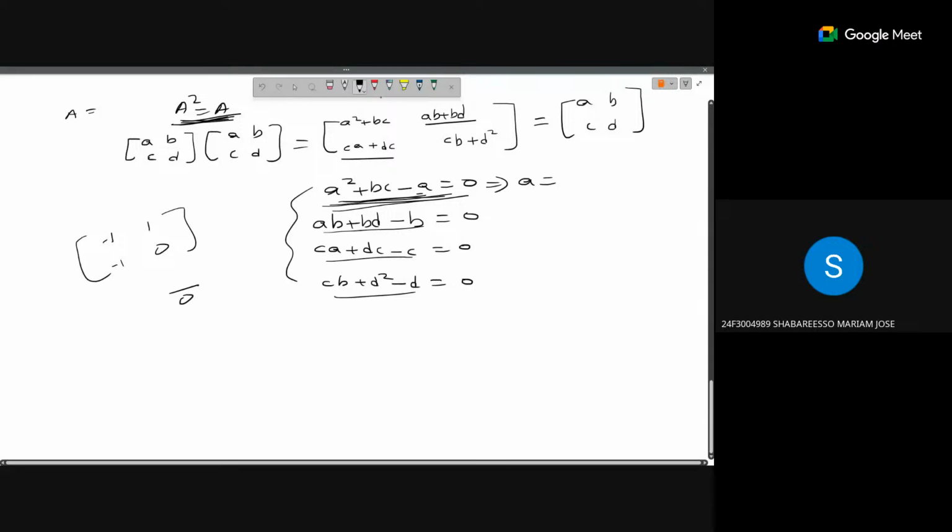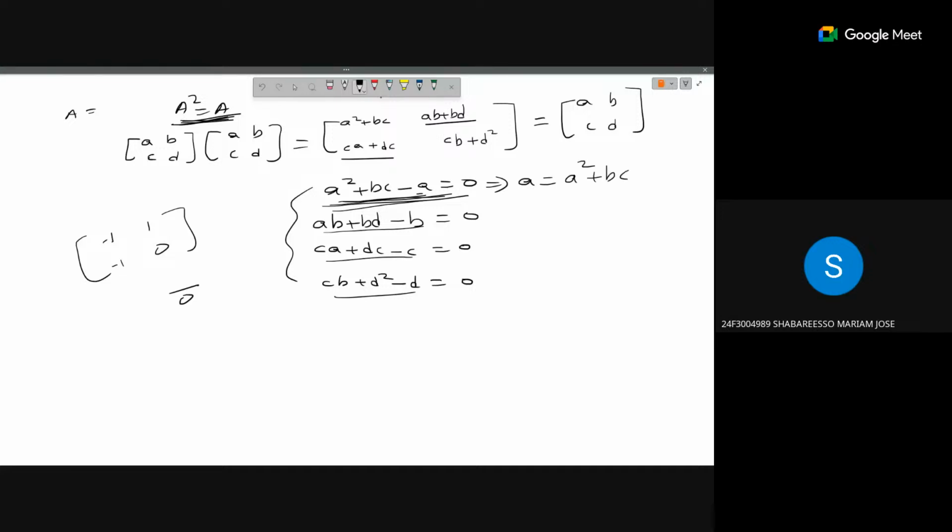From what we found, can we take this minus A to the other side? So our equation will be A square plus BC is equal to A. So our matrix will also be such that the first entry should be equal to A square plus BC, and likewise we repeat for B, C, and D. Exactly. So whenever this condition is satisfied, we will be able to get such matrices. You can see A is this. So whenever these values are the same, and AB plus BD is equal to B. Okay.